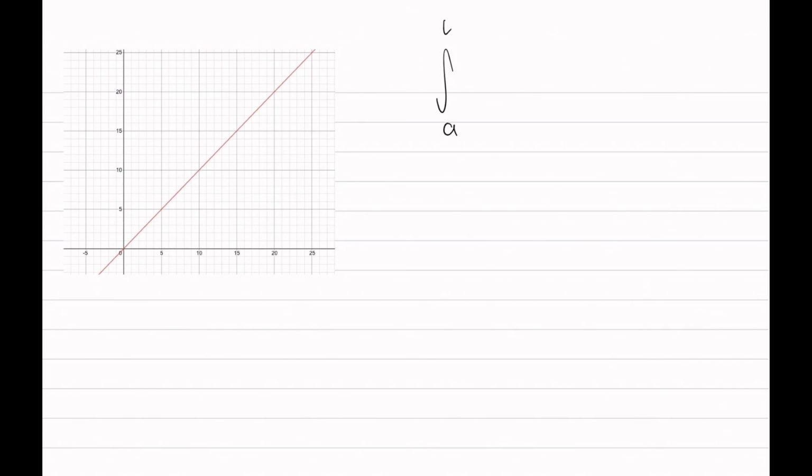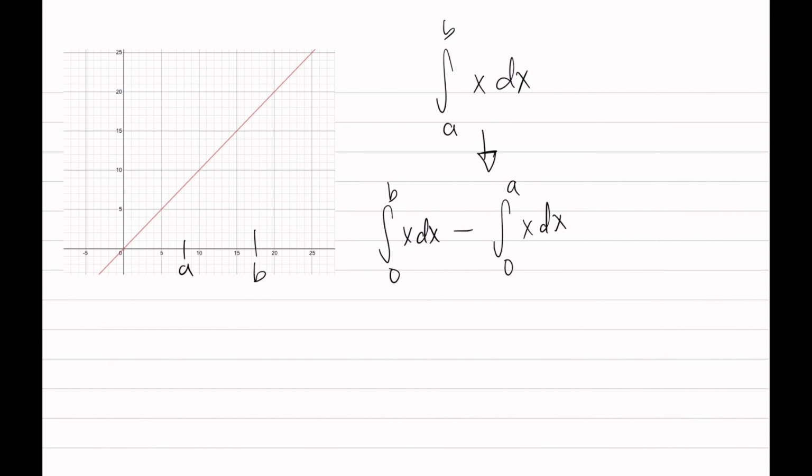So let's say we have an integral from a to b of x dx. And let's say here's a and here's b. Well, as we saw earlier, we can actually take apart integrals. And so this actually means it's the integral from 0 to b of x dx minus the integral from 0 to a of x dx. But now, what are these? Well, integral from 0 to b, here's 0, here's b. It's going to be the area under the curve from 0 to b. Now, the area under the curve from 0 to a is from here to where a is. That's going to be that.